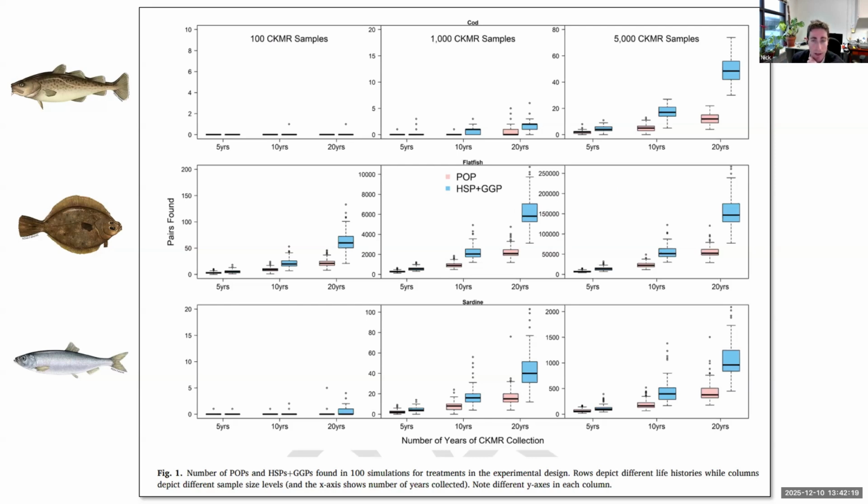Okay, so for the 5,000 level, we're finally starting to find some pairs for cod. Recall, this was the highest spawning stock. We're at just below 100 after 20 years. We're finding a ton of pairs for flatfish. And we're starting to get up into the thousands for sardine, at least at the 10-year level.